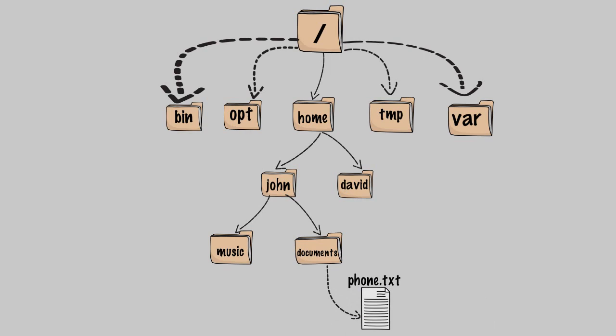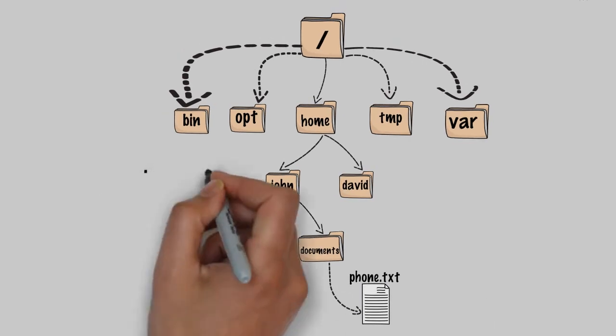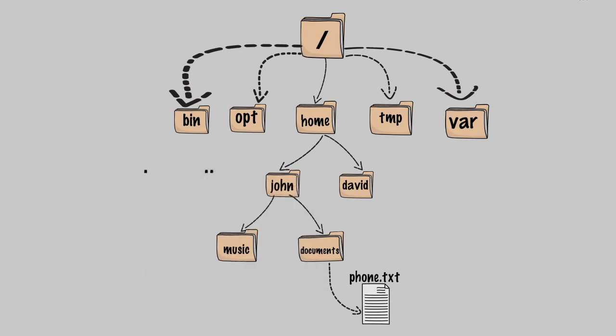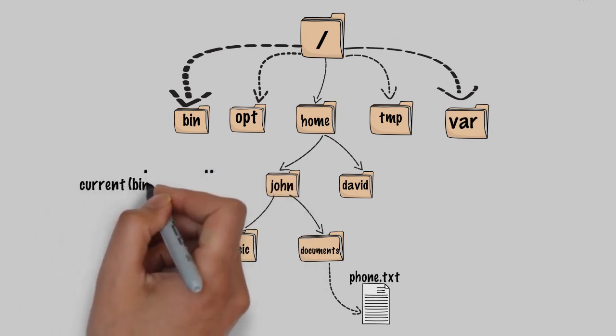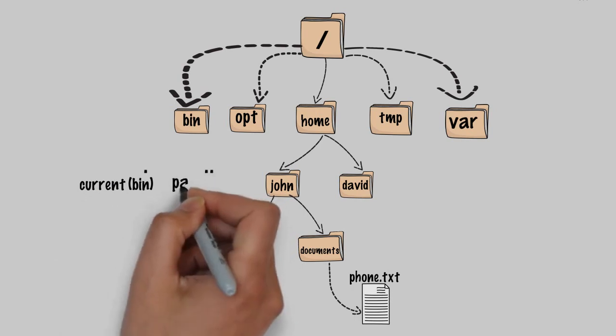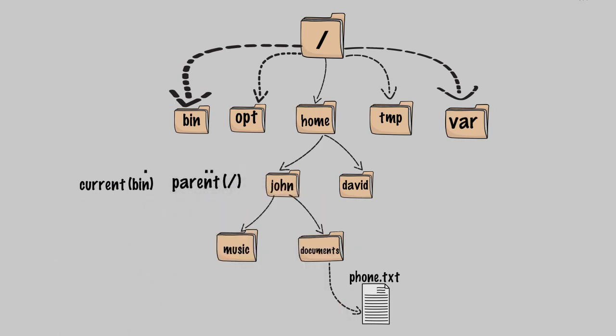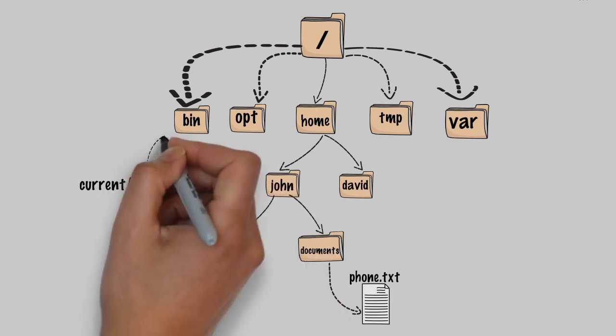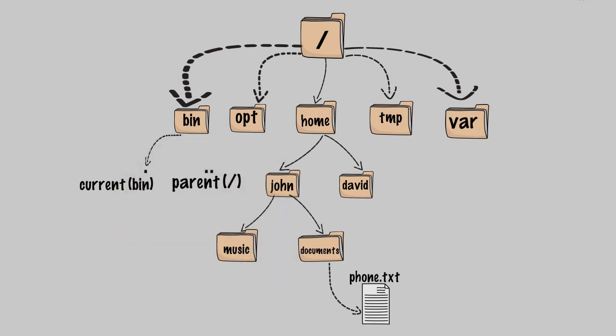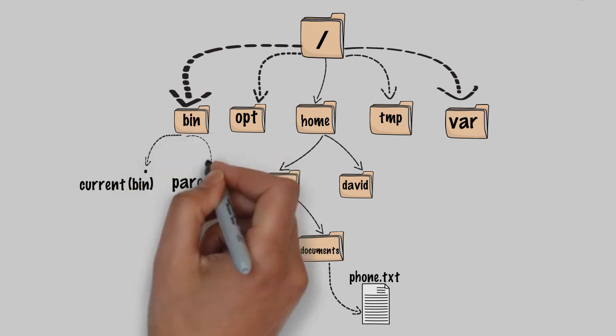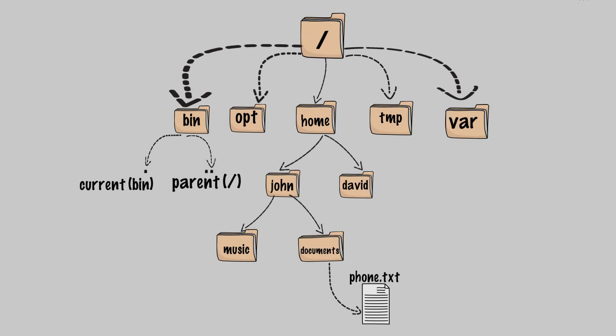Now we will mention two special directories. The first one is the current directory, represented by a dot, and the other one is the parent directory, represented by two dots. Those are common to all directories in our system, so you can find them underneath the root, the bin, the opt, the home. You can find them anywhere.